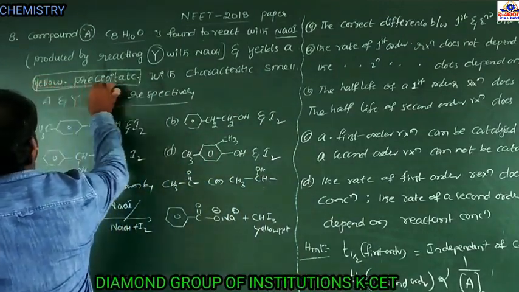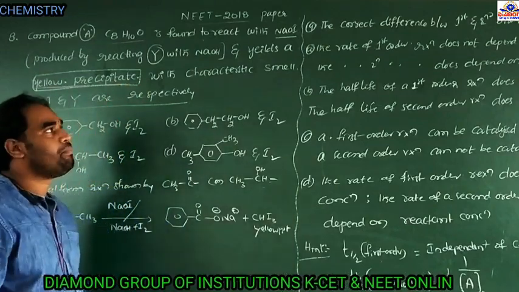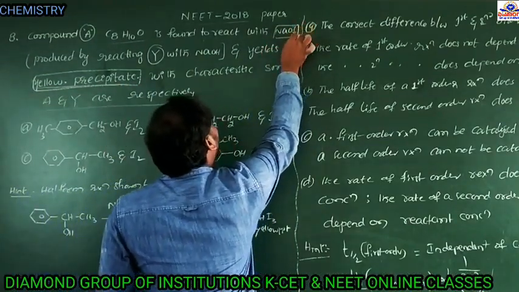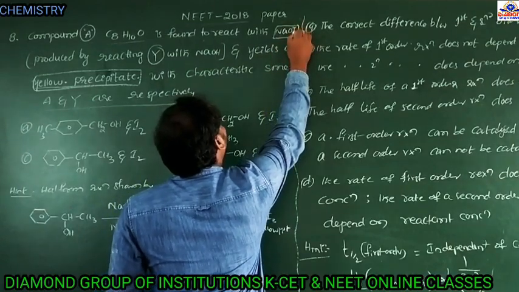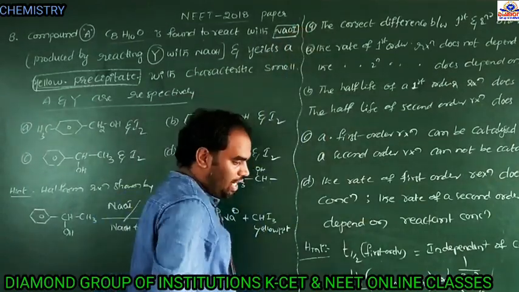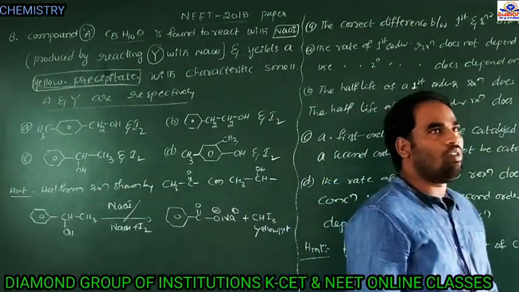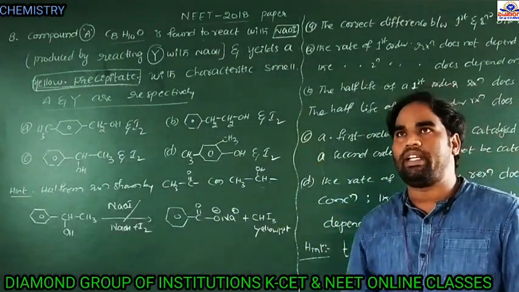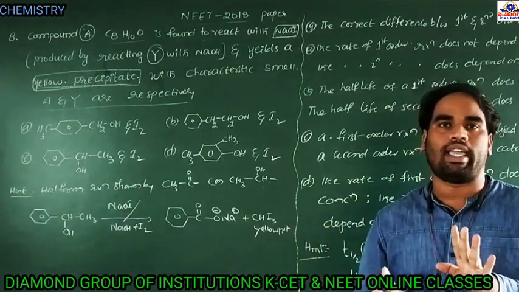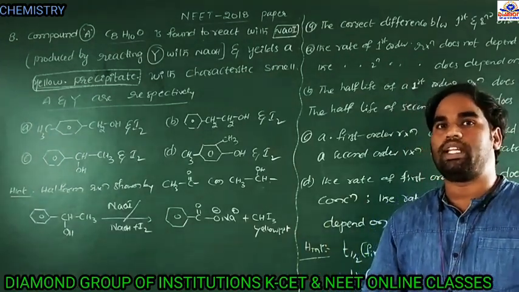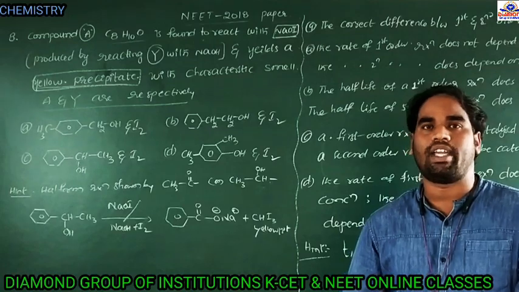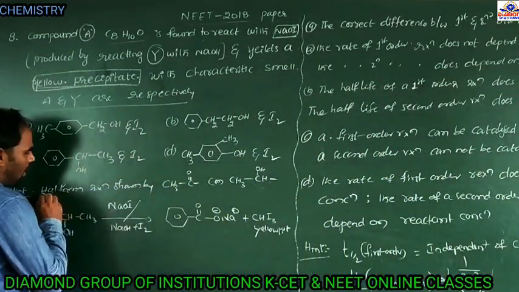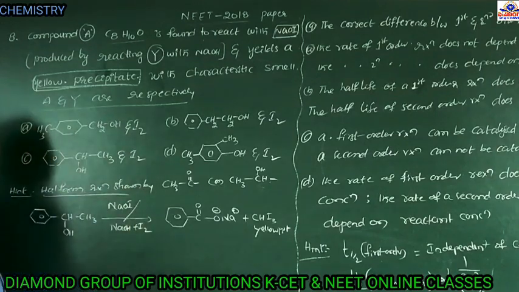A yellow precipitate is obtained in this reaction, and the reagent is sodium hypohalide, NaOI. So NaOI is the reactant and the product is a yellow precipitate. With NaOI, the product is a yellow precipitate. Then what kind of reaction is it? Haloform reaction. This is the clue.